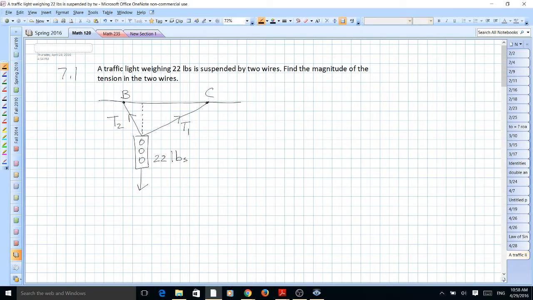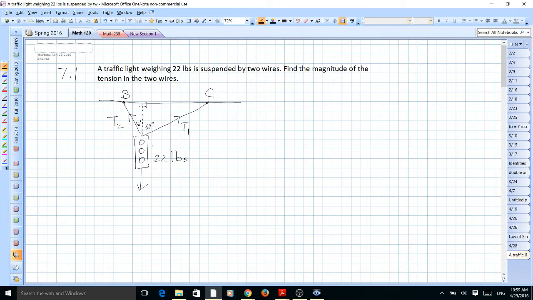Before I go into physics, I need to know the degrees. Now the 60 degrees and the 45 degrees is part of the problem. I do know that these are perpendicular because the traffic light is not going anywhere, it's stationary. I know that the forces need to add up to 0.